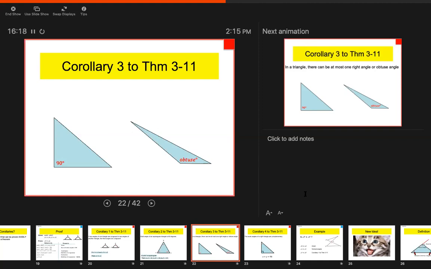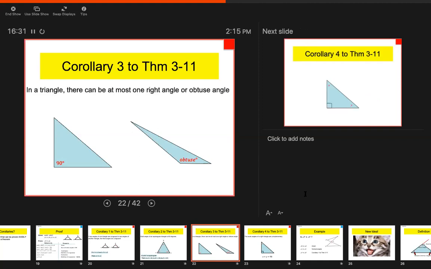If this is 120, this one could be 1 degree. Well, no. What I'm saying is if you have another obtuse angle, then it goes over. Or another right angle. Right. So that's all theorem, and I'll accept that as proof.